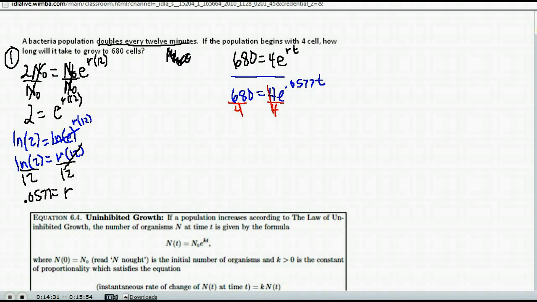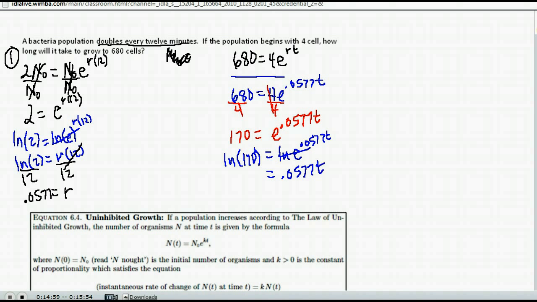And we get 170 is equal to e to the 0.0577t. Again, our t, or our variable, is stuck up there in the exponent. So what we want to do is do the natural log of both sides so we can bring it down. In this case, we're fortunate, natural log of e is 1. So we just have 0.0577t. And over here, the natural log of 170, all we have left to do is divide by 0.0577 to get t all by itself.